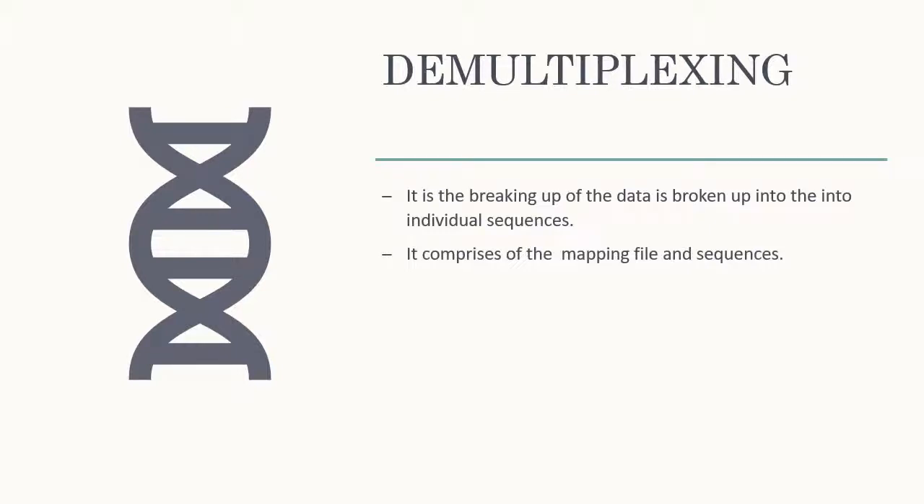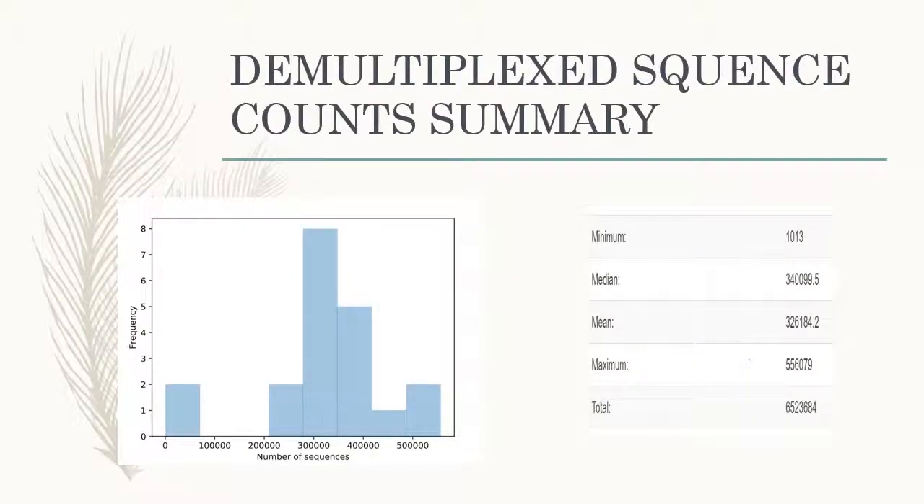Basically, it consists of the mapping file and the sequences. Here, after the demultiplexing, we have got two sequenced data. The first one is the reverse, and the second one is the forward sequence. So that's the summary of the sequence. The minimum one is 1013, and the median one is in the millions of sequences. That's all based on the counts, the number for the different kinds of sequences.